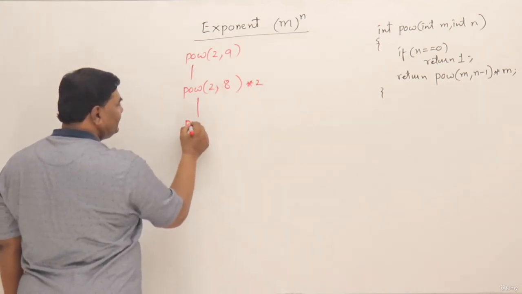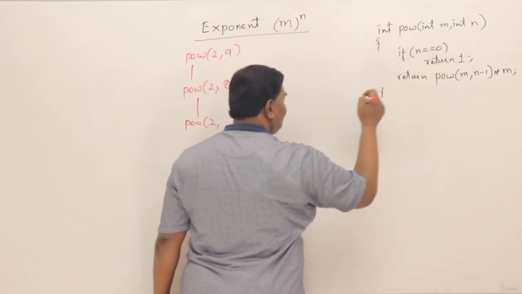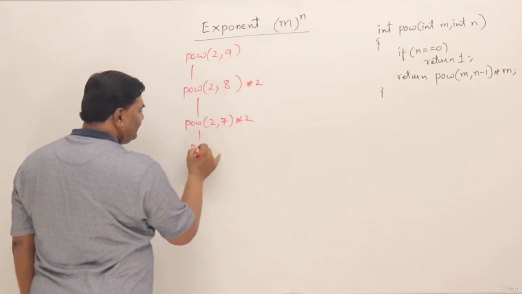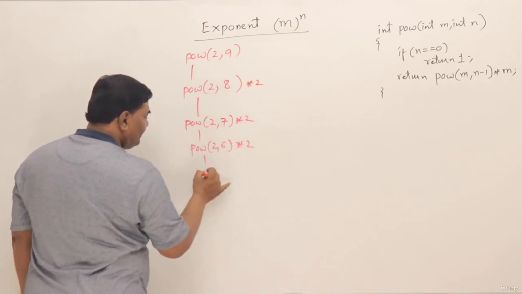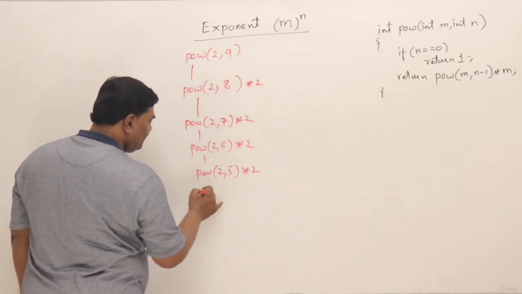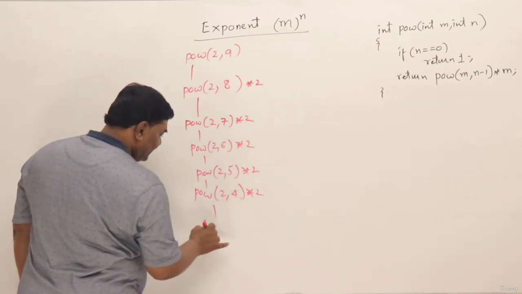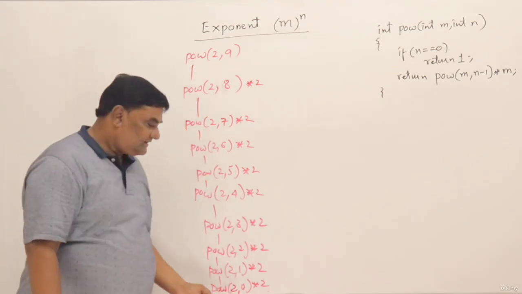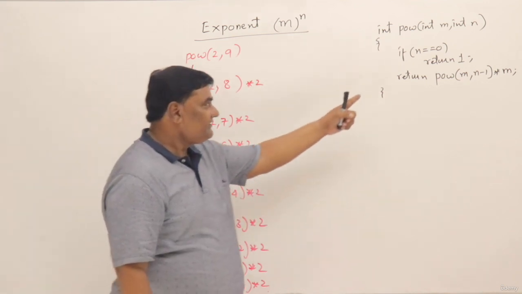So what is this call? Power of 2 comma 8. It is not 0, so every time this has to be done. This will become 7 multiplied by 2, then power of 2 comma 6 multiplied by 2, and power of 2 comma 5 multiplied by 2, power of 2 comma 4 multiplied by 2. I'll finish this. I have made all the calls, and the last call is 2 comma 0. When n is 0, it returns 1.